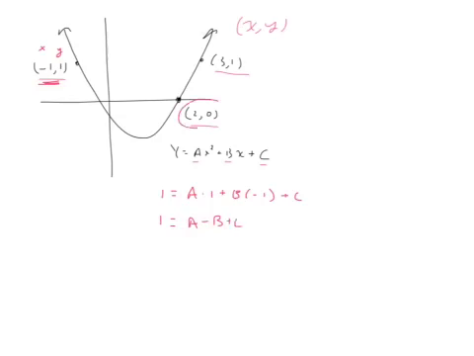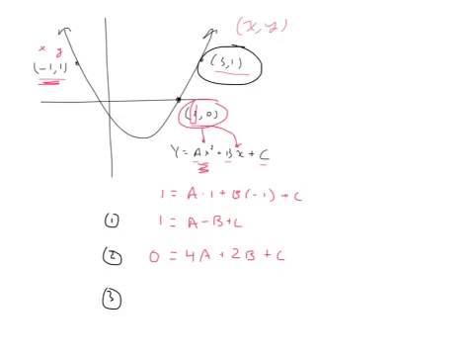And then if we plug this point in, that's when y is 0, x is 2, so you're going to get 0 equals 4a plus 2b plus c. Again, we just stuck the 2 into x. So here's equation 1, equation 2, and to get equation 3, we're plugging in the point (3, 1), so you're going to get 1 equals 9a plus 3b plus c, since we plug 3 into x squared.